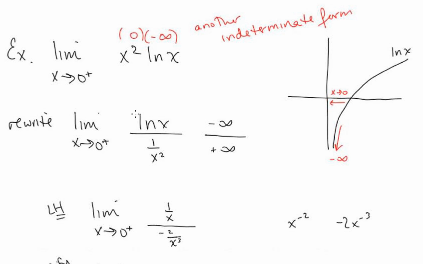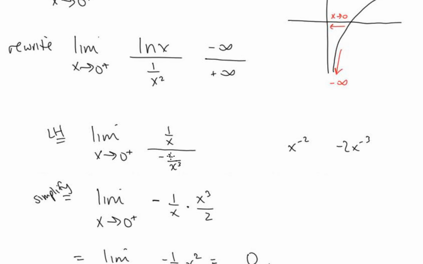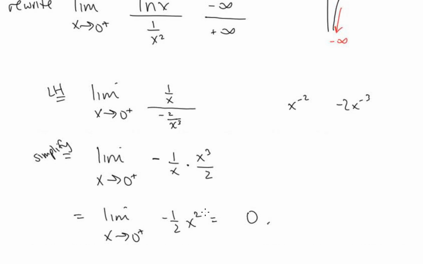So our numerator here is ln x, and so when we take the derivative, we get 1 over x. And our denominator here is 1 over x squared, or x to the negative 2. So our derivative is going to be negative 2x to the negative 3, or negative 2 over x to the third. That's our new denominator. But now, before we go and plug in x equals 0, let's simplify. So dividing by this fraction is the same as multiplying by its reciprocal. This simplifies to negative 1/2 x squared, and now as x goes to 0 from either side, this is going to 0. So our limit is equal to 0.